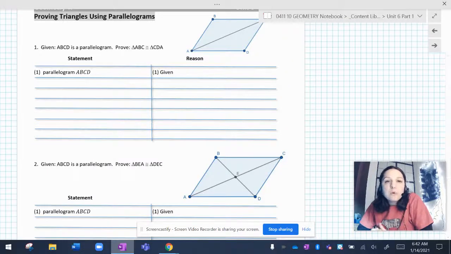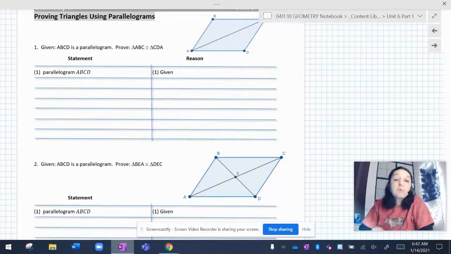Hello, geometry crew. We are going to do a video right now on how you use the fact that you know something is a parallelogram to help you prove other stuff.